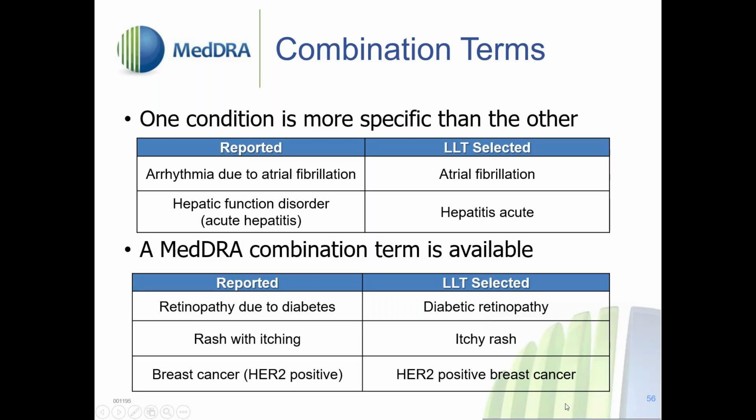HER2 stands for human epidermal growth factor receptor 2, and its overexpression promotes the growth of cancer cells, meaning that its presence has a significant impact on treatment decisions and the prognosis of the patients, and it needs to be captured when reported. And again, you'll find a perfect combination term in MedDRA which captures the full information.